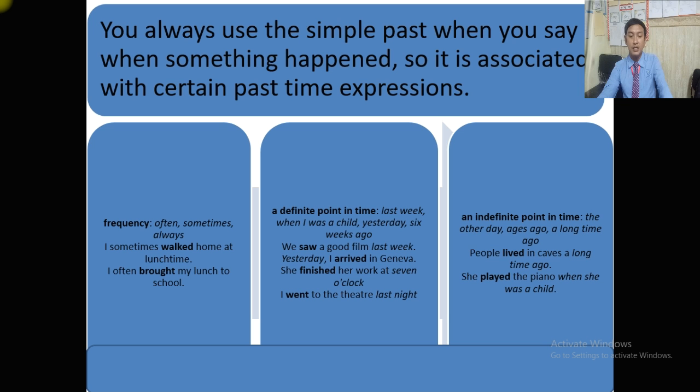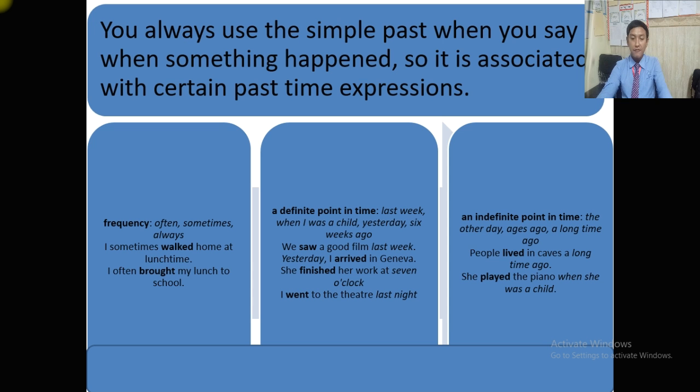I use sometimes. Now come to the word often. You know the percentage of the word often? Yes, more than 50%, right? So I can say, I often brought my line to school. That means more than sometimes, more than 50%, I used to take my line to school. So now I think you can know how to use the adverb of frequency. Let's continue to the next point, a definite point in time.